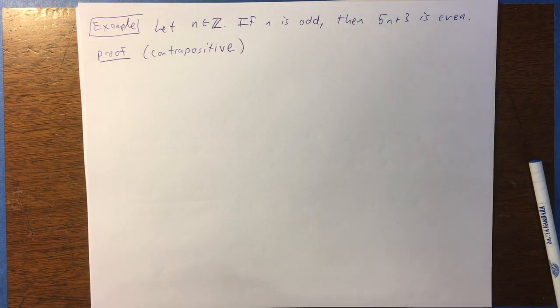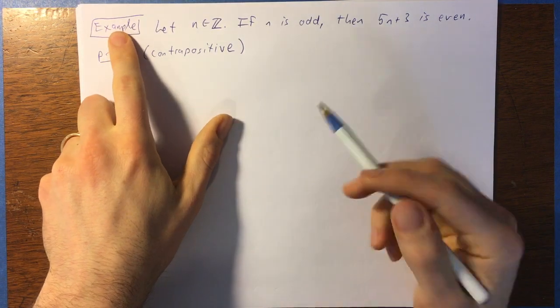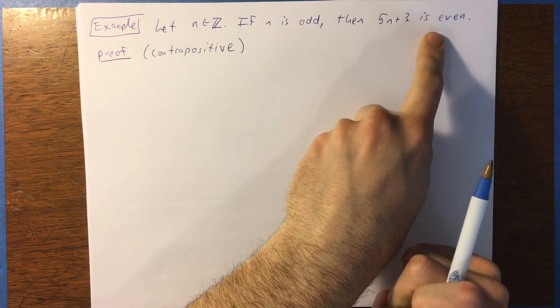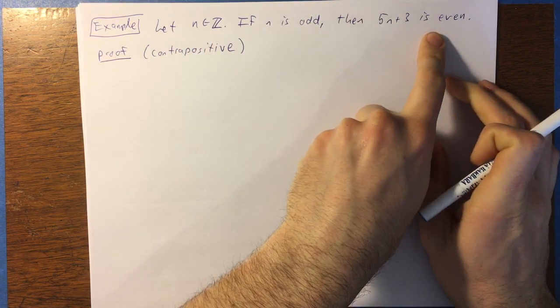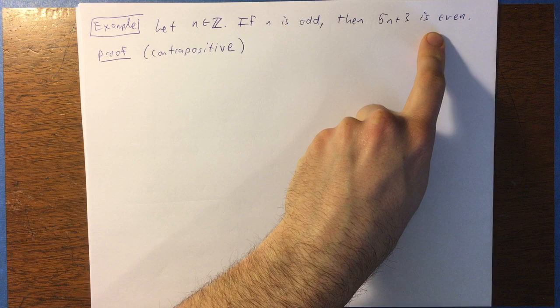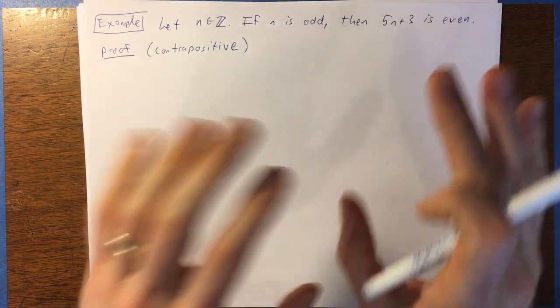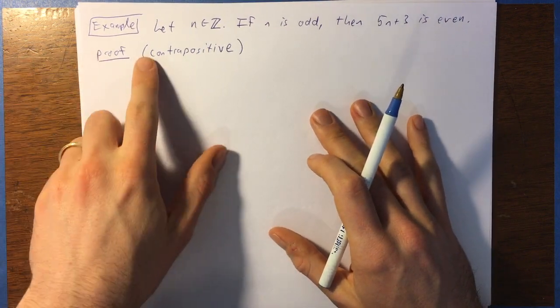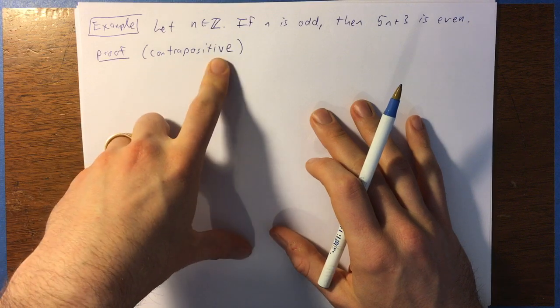All right, so at the top of the page here, I have written down the exact same example that I did in the previous video. So we're going to prove the same thing again. Pretend that we didn't already do the previous proof. We're going to prove it from scratch. But this time we're going to use the other strategy, the contrapositive.